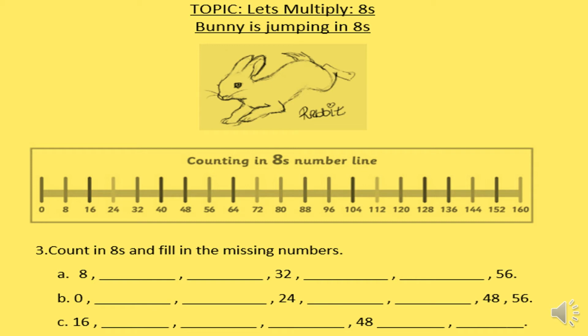C part starts from 16. You know 2 times 8 equals 16, 3 times 8 equals 24, 4 times 8 equals 32, 5 times 8 equals 40, 6 times 8 equals 48, 7 times 8 equals 56, and 8 times 8 equals 64. So you have to write the 8 times table.